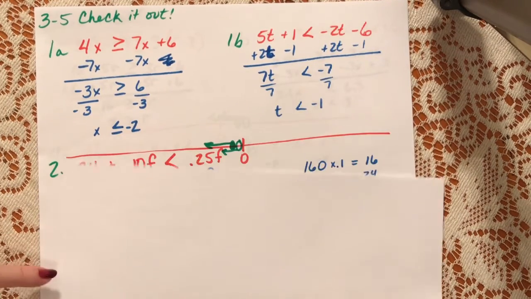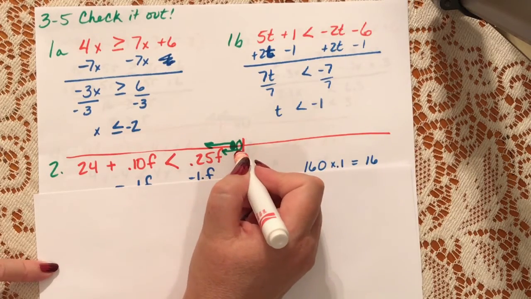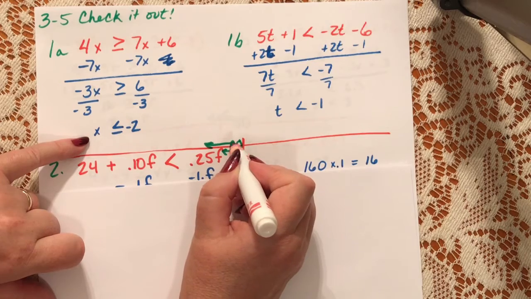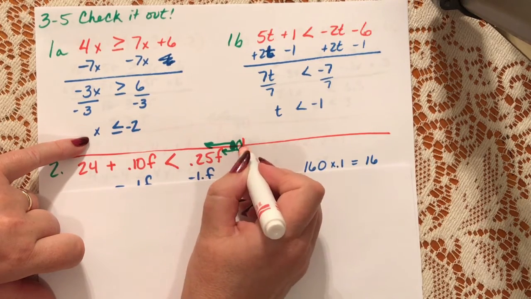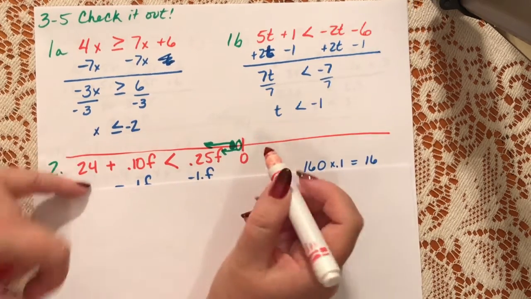When I graph these two, they cram together right above this next problem, so my negative 2 is here, and it's a solid one, and x is smaller than that. My negative 1 is here, and it's an open circle, and t is smaller than that.